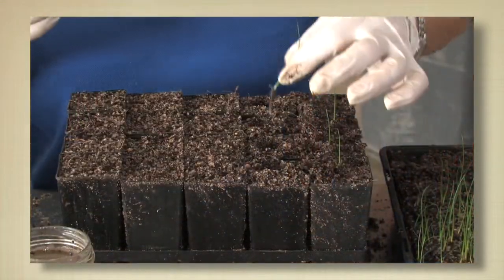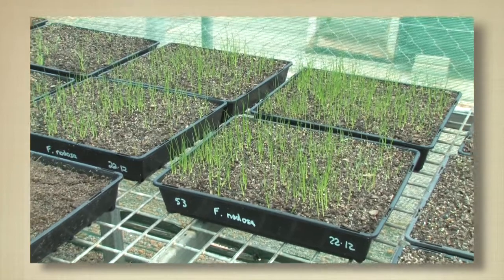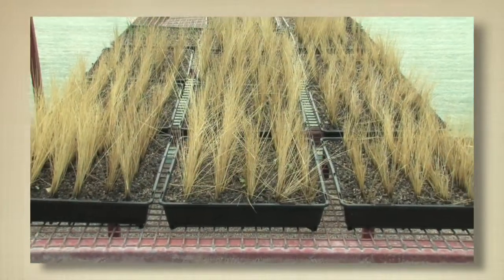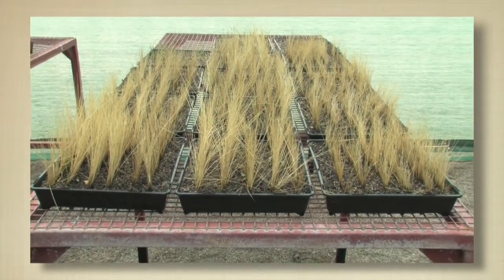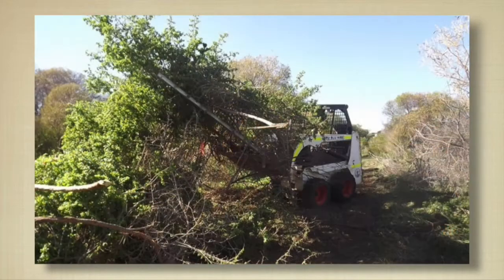Contact your local nursery to find out what species they can grow and when they need to be provided with seed. Orders will usually need to be finalised by mid-December. Weed control may be needed for your site. Spraying or slashing will help give your seedlings a fighting chance.